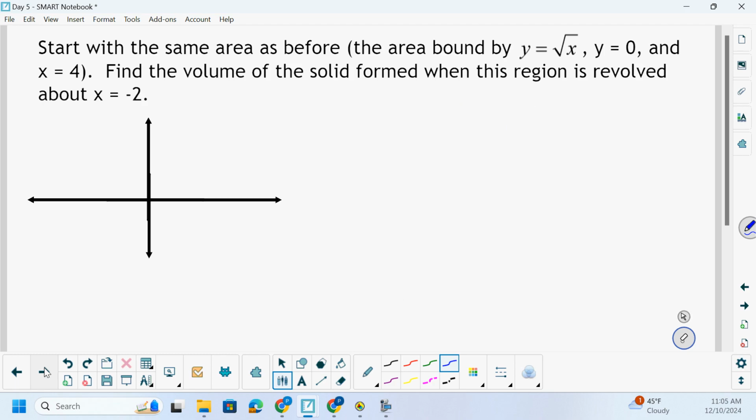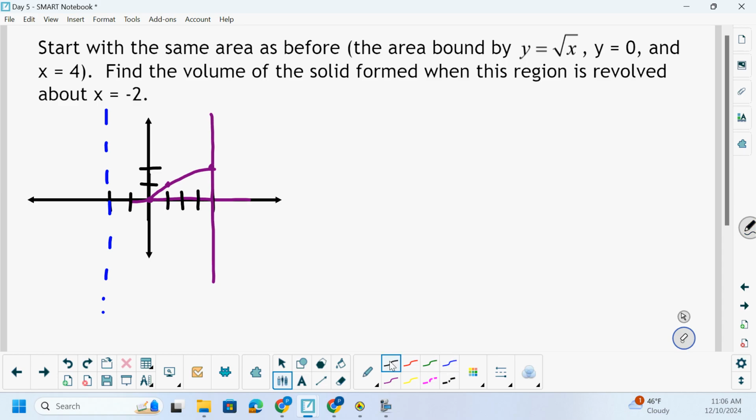If we move down to our second example, we're going to start with the same region. So let's take our y equals 0. We'll take our x equals 4. And then we'll take our square root of x that went through (0, 0), (1, 1), and (4, 2). And we'll work with that region again. The difference is now we're going to go around x equals negative 2. So I'm going to draw that axis of revolution in with a dotted line.